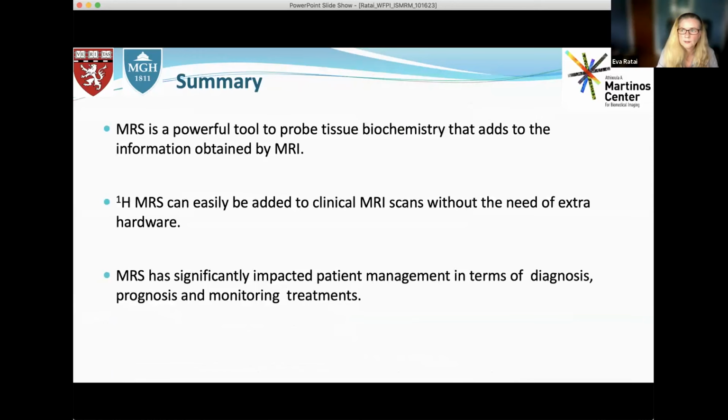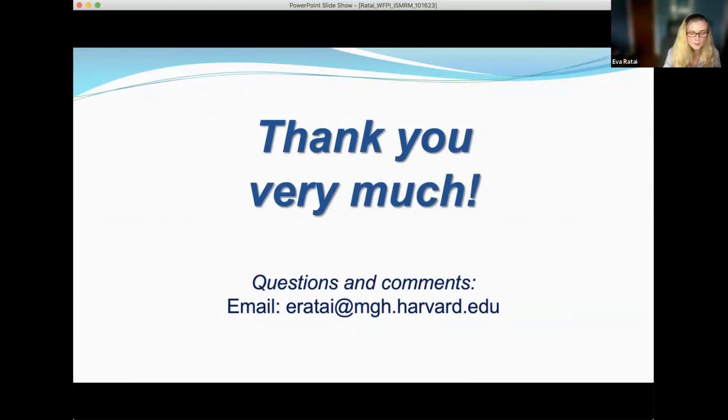So hopefully in the last 20 minutes, I could convince you that spectroscopy is a powerful tool to probe biochemistry that adds to the information obtained by MRI. Spectroscopy can easily be added to clinical MRI scans, and has significantly impacted patient management in terms of diagnosis, prognosis, and therapies. So I'd like to thank you very much for your attention, and I'm open to any questions.